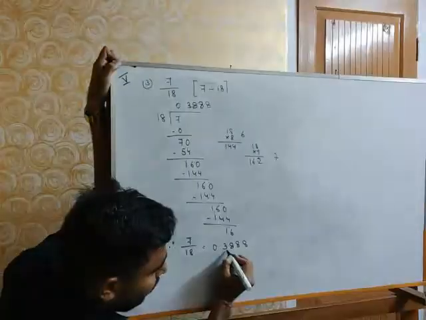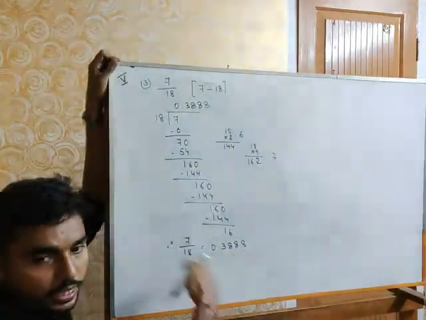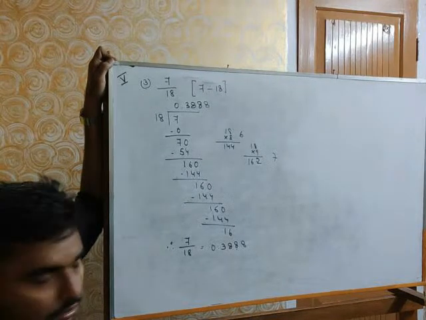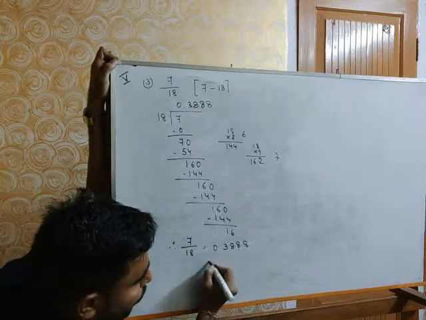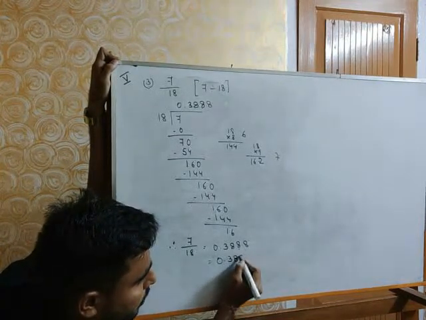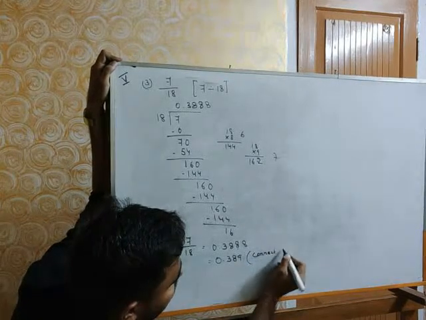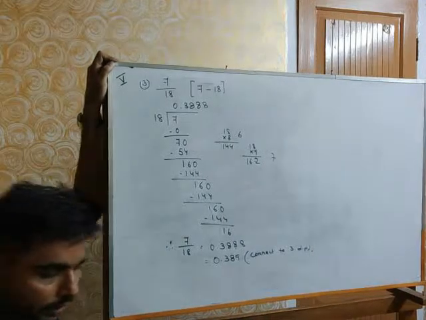So let's see the third one. First, second, third. The third digit is 8. The digit right of this one is again 8. So we round off, we need to add 1. 8 plus 1 is 9. So 0.389, correct to 3 decimal places.